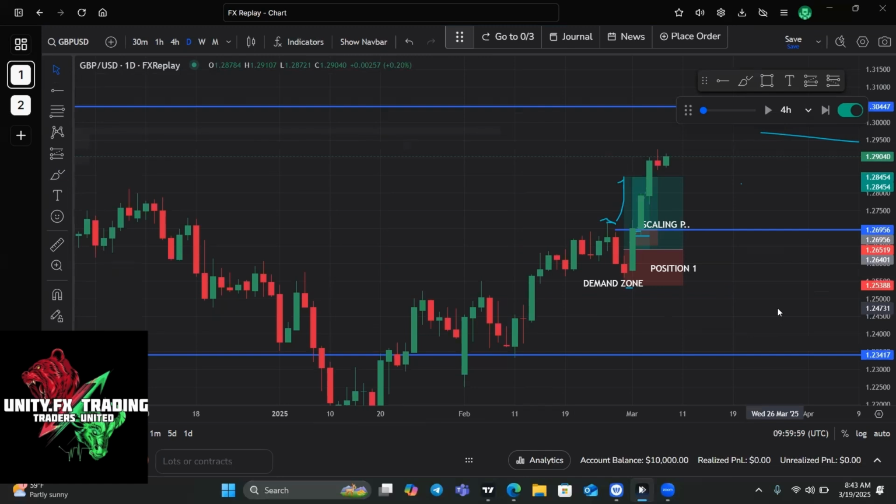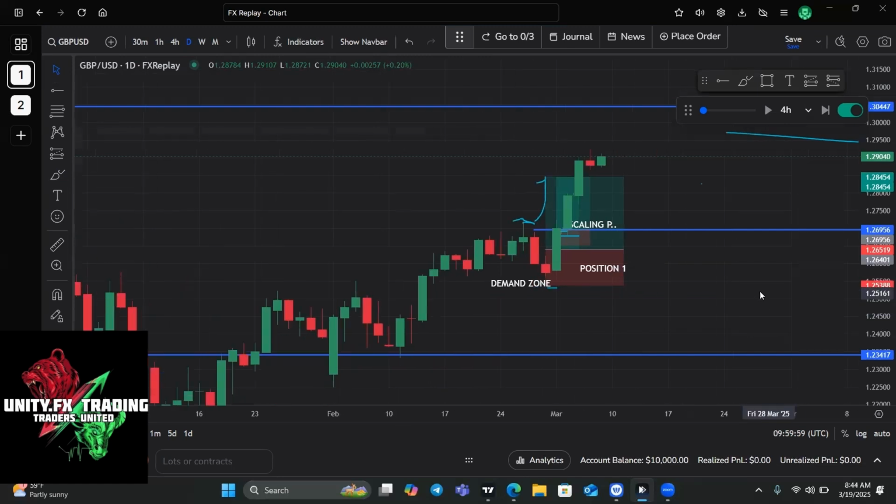We don't get greedy. But sometimes we do, for instance, if we have a scaling position like this, maybe we will move our take profit up here, and as the market is going up, you protect, guys. You put your stop loss in profit, and then you trail your stop loss. If the market is moving here, you trail. If the market is moving here, you trail, up until you get to your take profit.